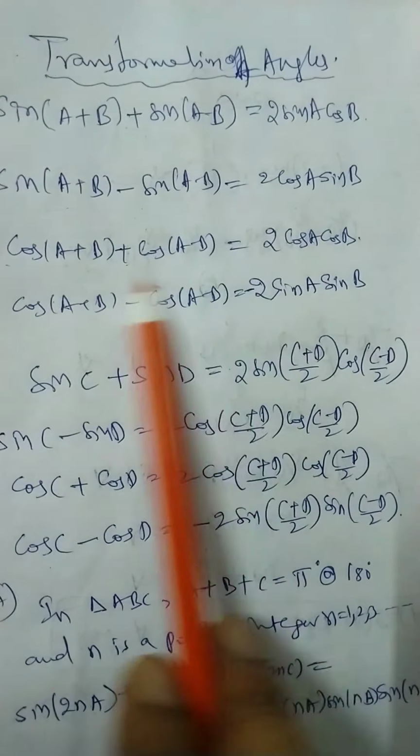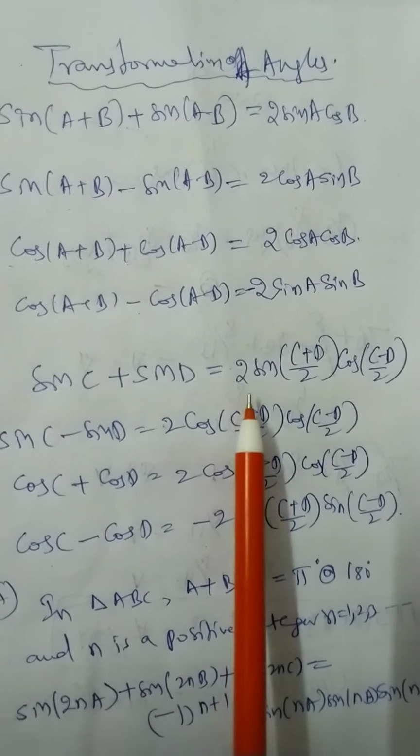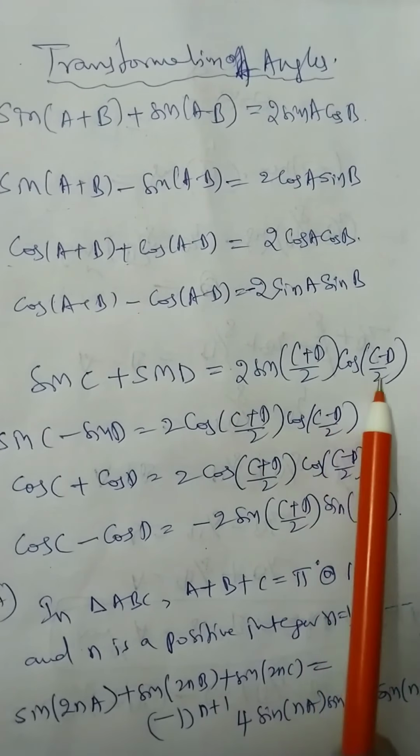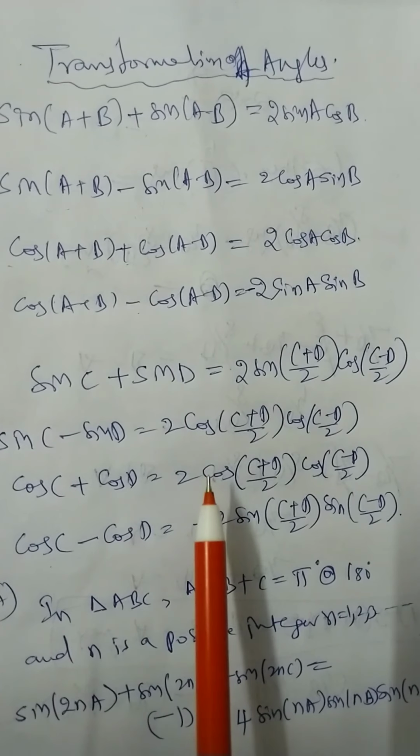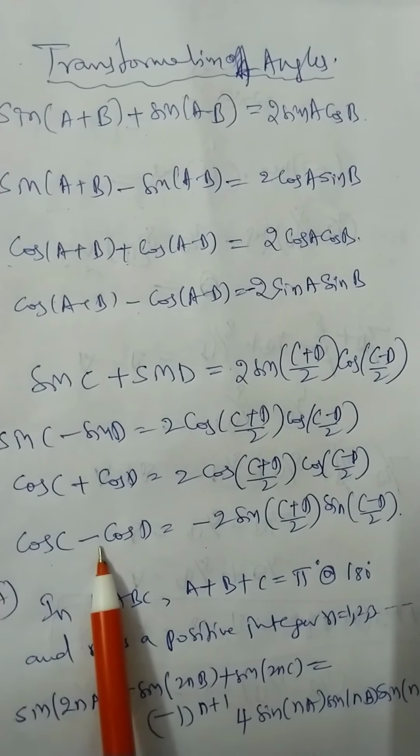these formulas can be transformed into sin c + sin d = 2 sin((c+d)/2) cos((c-d)/2), sin c - sin d = 2 cos((c+d)/2) sin((c-d)/2), cos c + cos d = 2 cos((c+d)/2) cos((c-d)/2), cos c - cos d = -2 sin((c+d)/2) sin((c-d)/2).